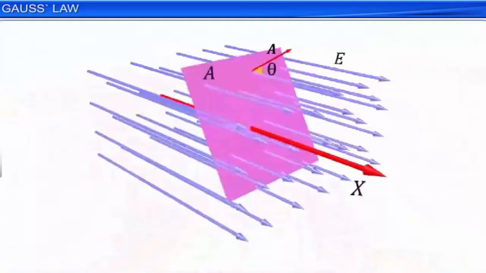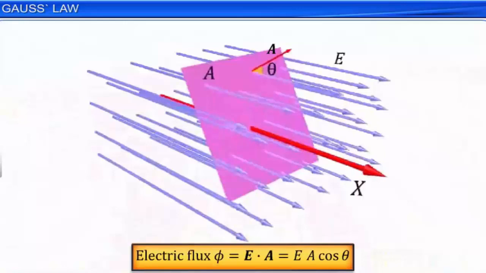The electric flux passing normal to this area is then given as phi is equal to E dot A or phi is equal to EA cos theta.